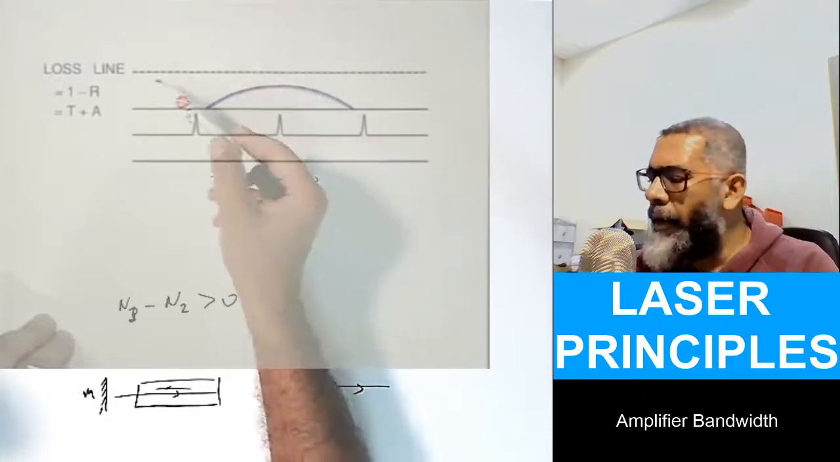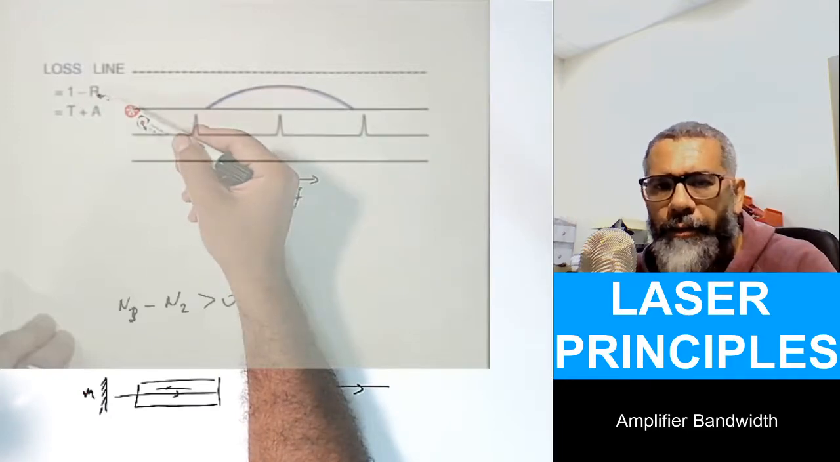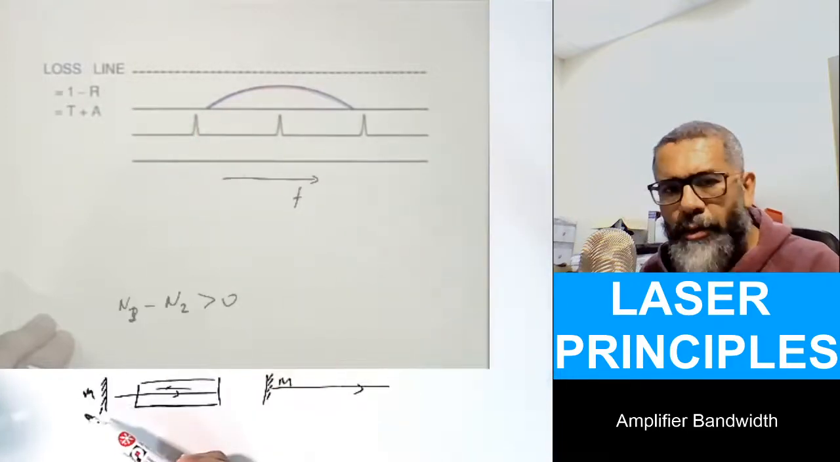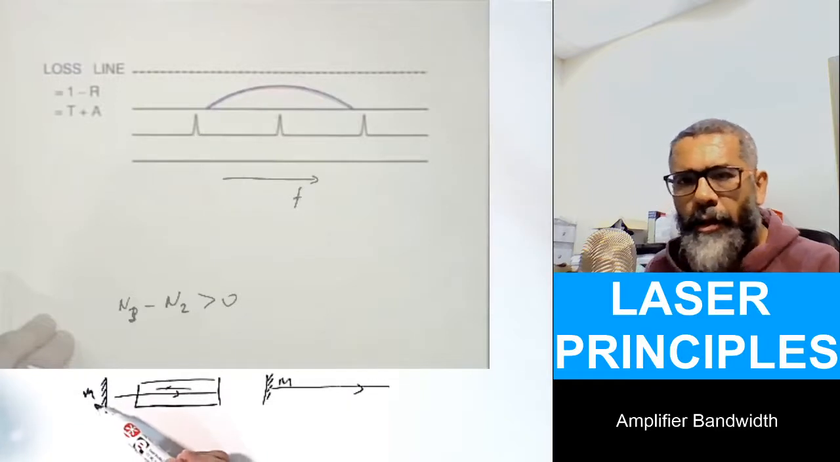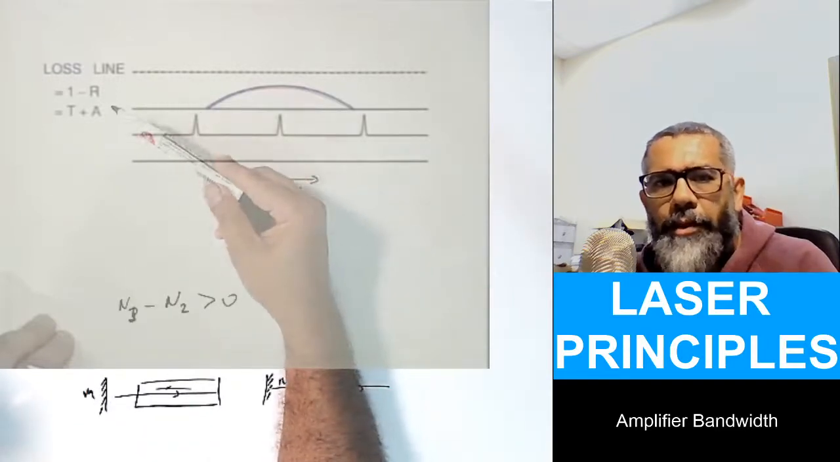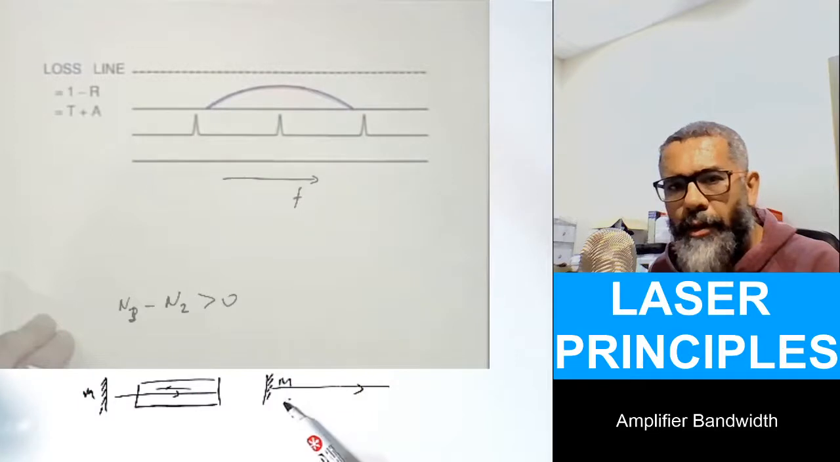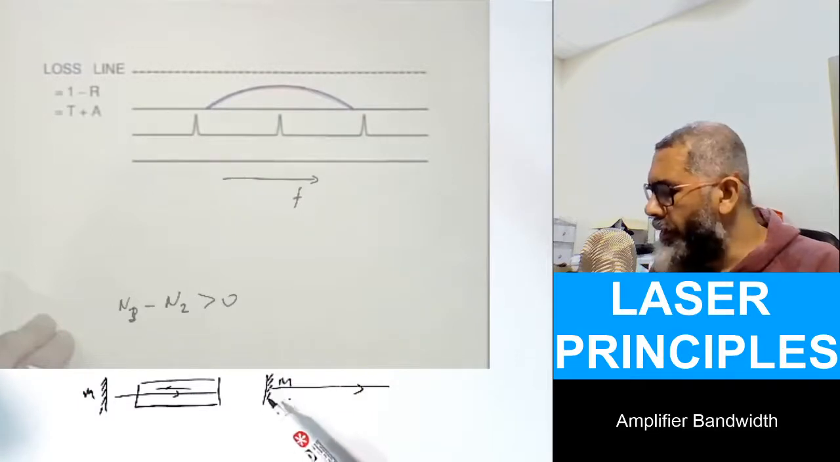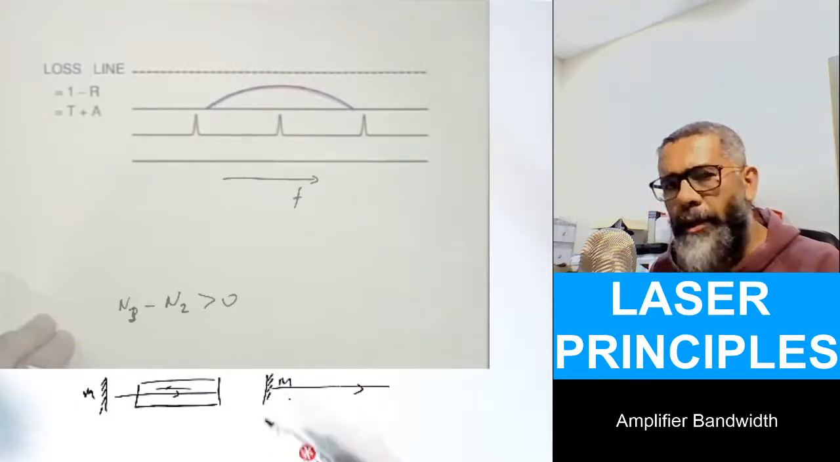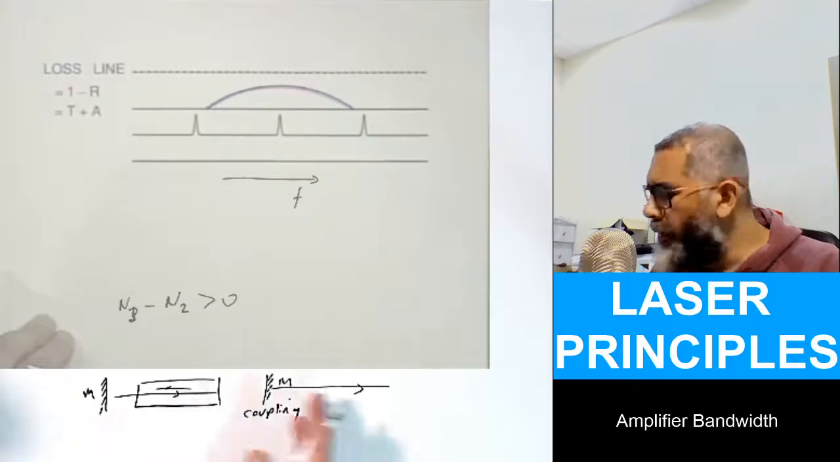the dashed line. And sometimes this is equal to 1 minus R. R is the reflectivity of one of the mirrors, supposing that the other mirror is 100% reflective, and this is 1 minus R. Or it is also equal to loss. Loss is equal to the light transmitted through this mirror, which is usually called the coupling mirror. The coupling mirror is the mirror that the laser light goes through.